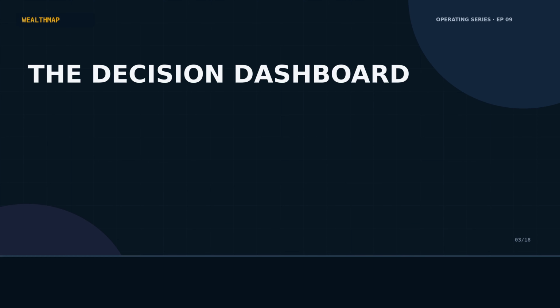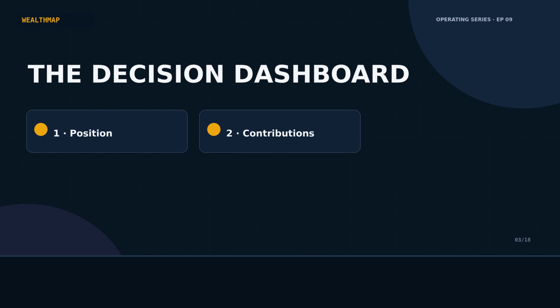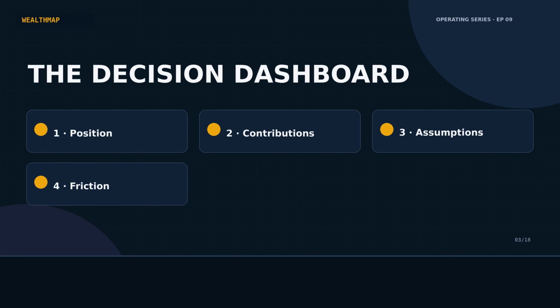The decision dashboard has 5 panels. Position shows where you are, contributions show what you control, assumptions show what you estimate, friction shows what can drag results. Goal shows why the model exists.